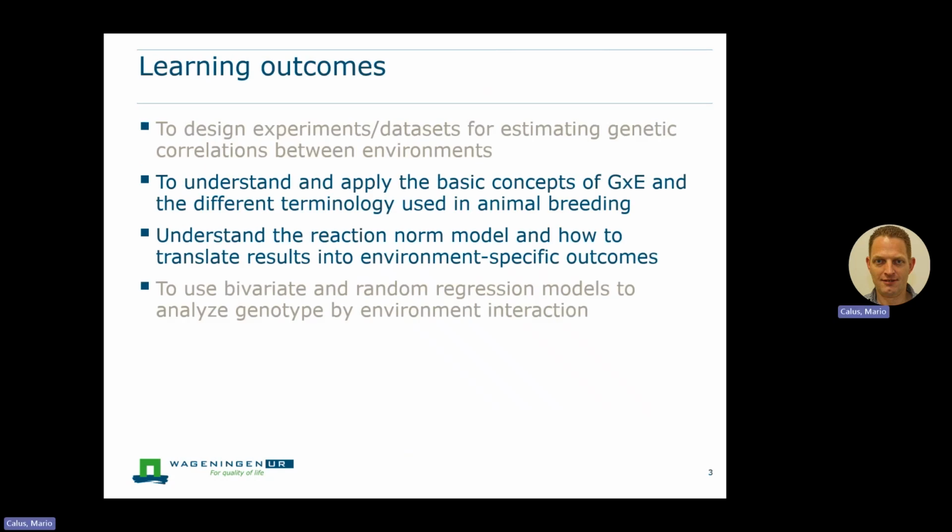So the learning outcomes of this part are mostly that you're able to understand, but also able to apply some of the basic concepts related to G by E, and that you also understand the different terminology, because throughout the literature, a number of different terms are used to denote the same thing. And also that you understand the reaction norm model and how to translate results of that model into outcomes specific to certain environments.